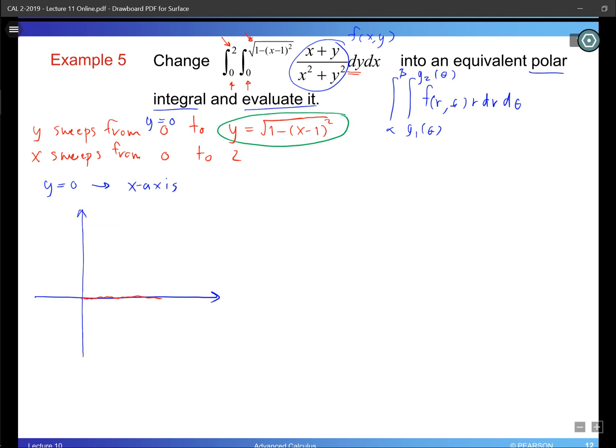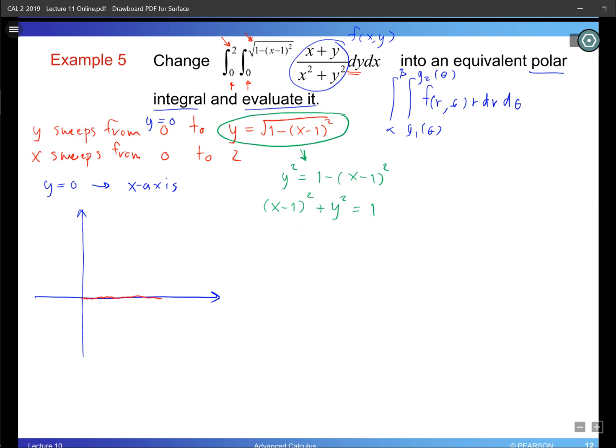Let's square both sides. So this becomes y squared equal to 1 minus (x minus 1) squared. So the inside of the square root comes out. Now let's move things around. I move the terms on the right hand side to the left hand side: (x minus 1) squared plus y squared equal to 1. Well, does this look familiar to you?